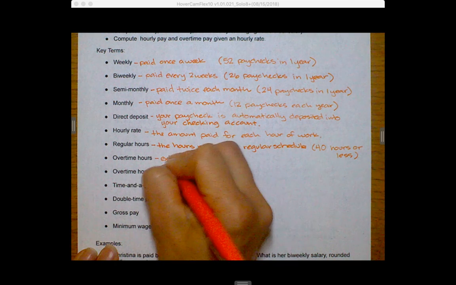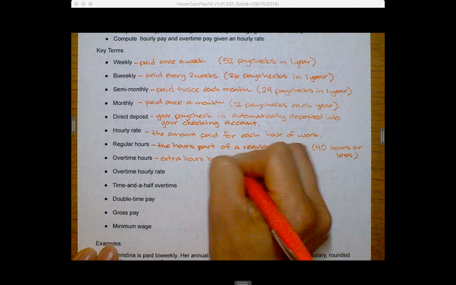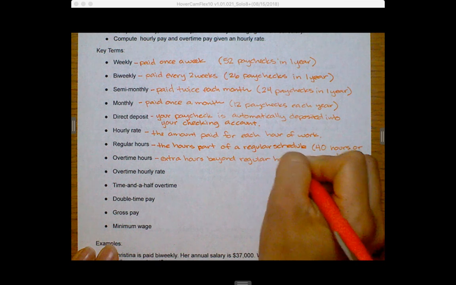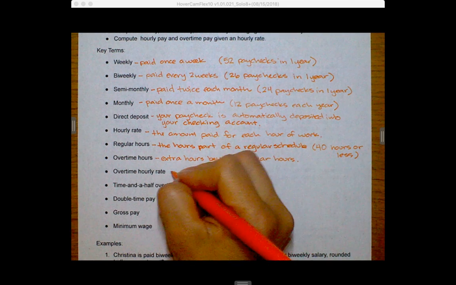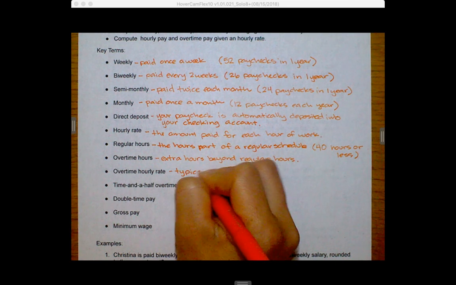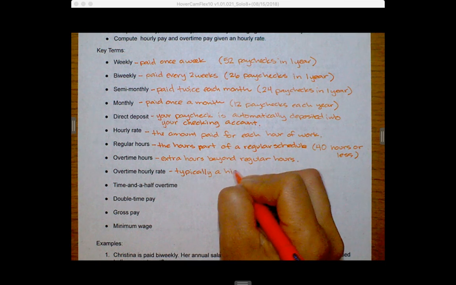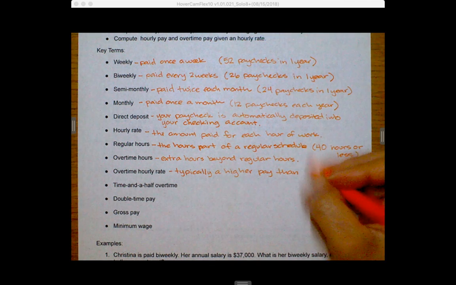Okay, so overtime hours are the extra hours beyond your regular hours. Okay, and then typically these overtime hours are going to get paid an overtime hourly rate. Okay, so this is typically going to be a higher rate of pay than the regular hourly pay.